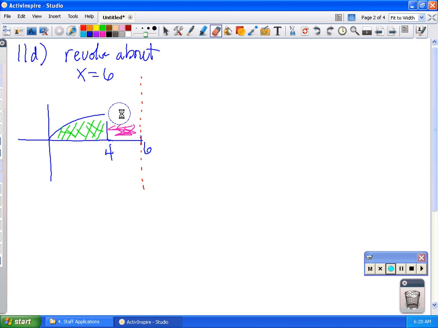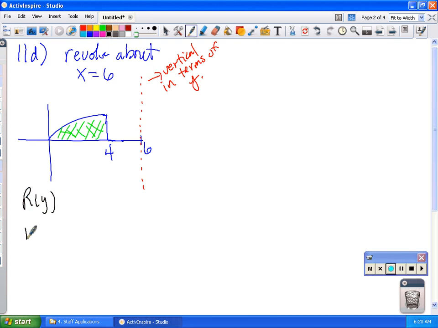So let me get rid of that so that you don't think that's what we're revolving. Make a little repair job here. Put that back, put that back. Okay, so there's definitely going to be a hole in this thing. Also, since our axis is a vertical axis and parallel to the y-axis, we're going to be in terms of y.